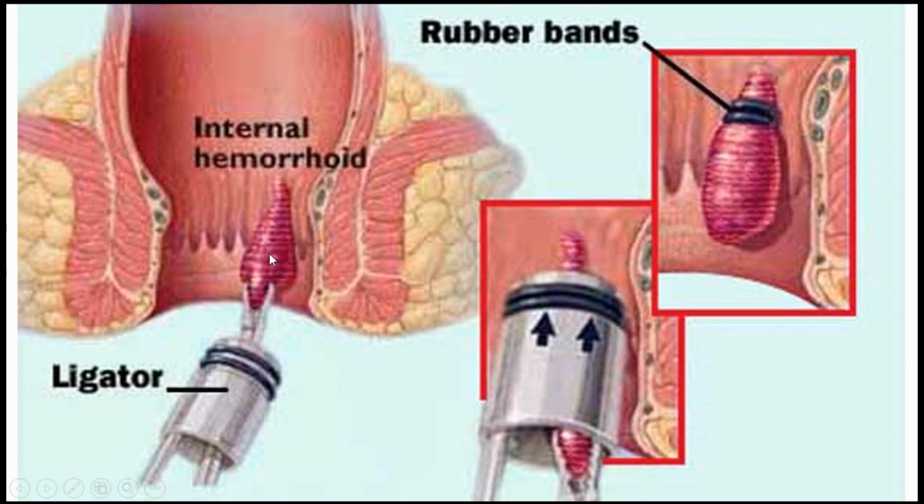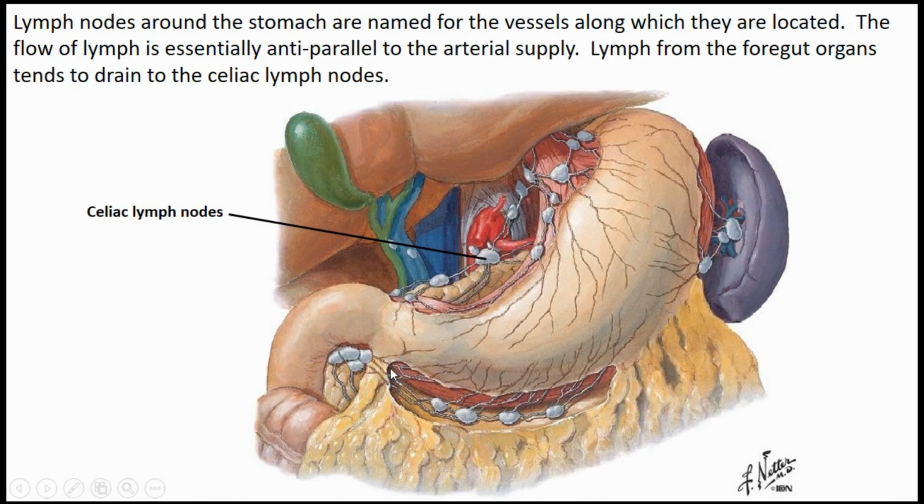So this is one way you can deal with these internal hemorrhoids. You can actually just kind of seal them off with a rubber band. They'll dry up, fall off, etc. So again, hemorrhoids can happen for a variety of reasons, but that is on the list.